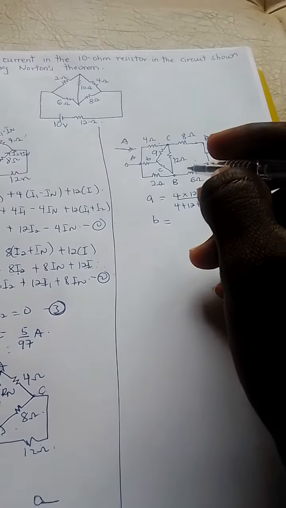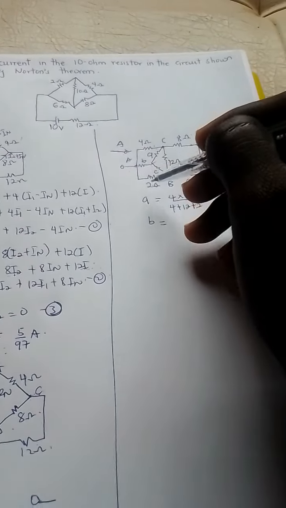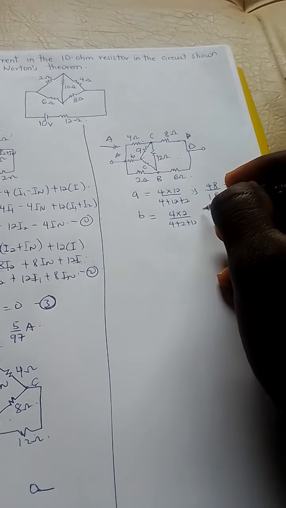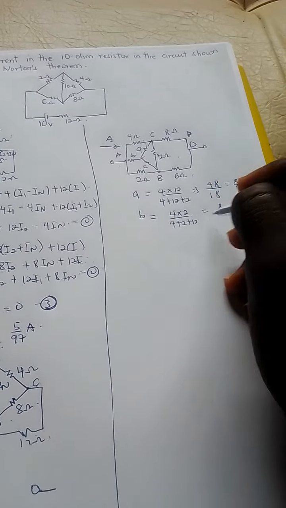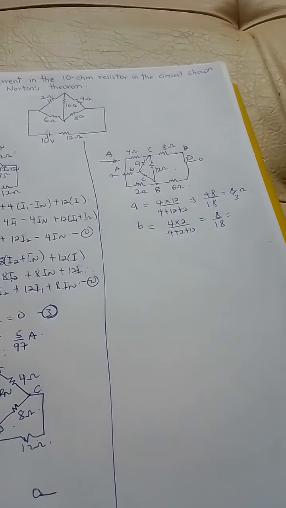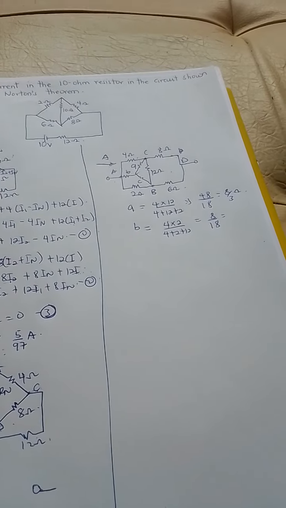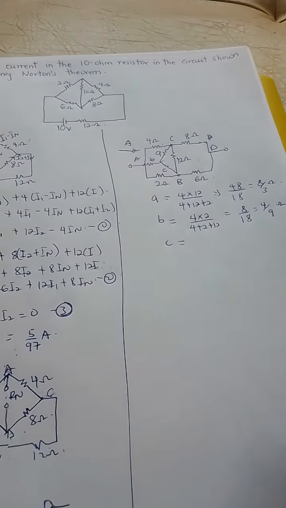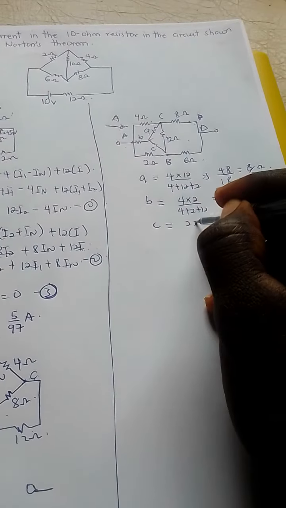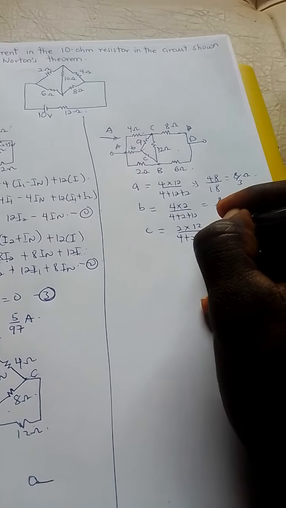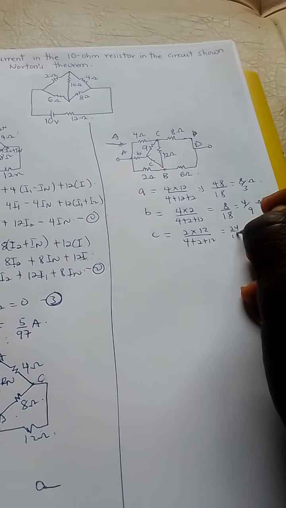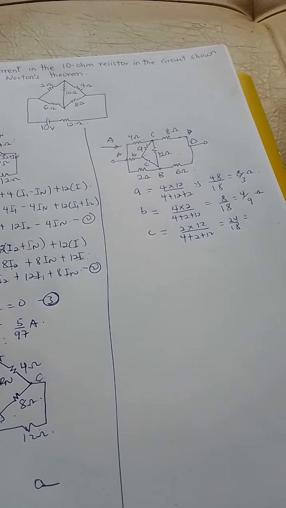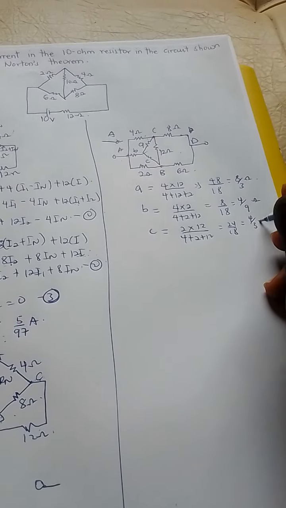Then the value for B is going to be, B is in between 4 ohms and the 2 ohms. So we get 4 times 2 all over 4 plus 2 plus 12. And this will give me 8 over 18, and this is equal to 4 over 9 ohms. And finally, C will be equal to 2 times 12 over 4 plus 2 plus 12, and that will be 24 over 18, which will also be equal to 4 over 3 ohms.